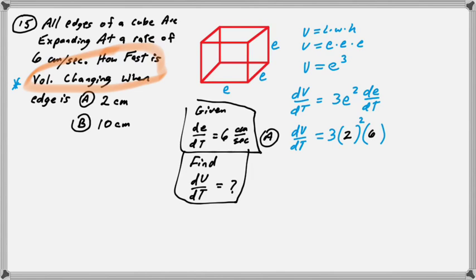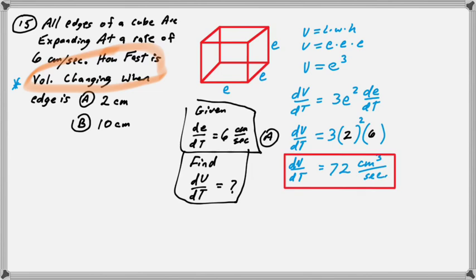So anyway, what do I have for dV dt for part A? 3 times 4 is 12, times 6 is 72, and that would be centimeters. This is volume, so cubic centimeters per second. That should be part A.